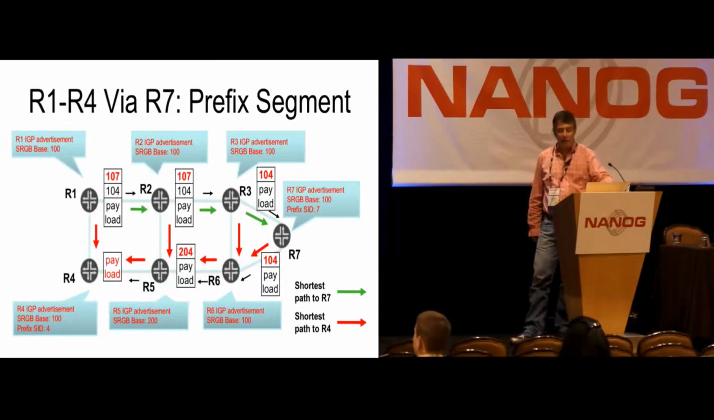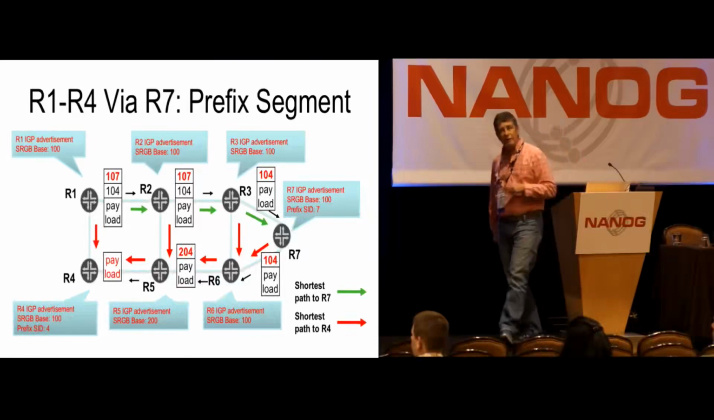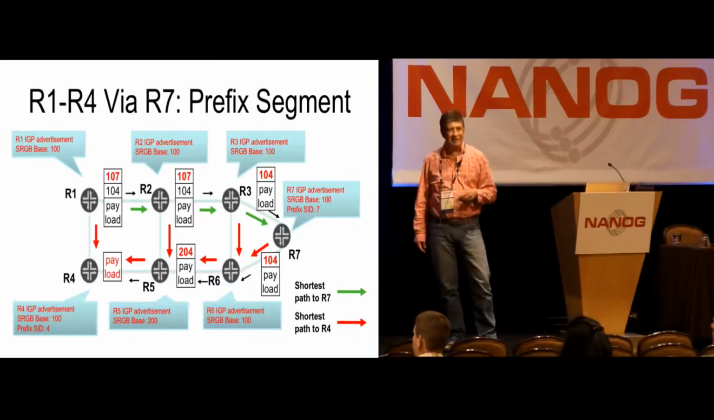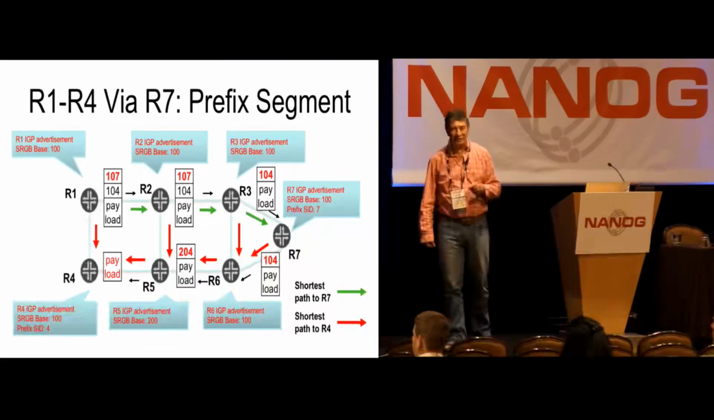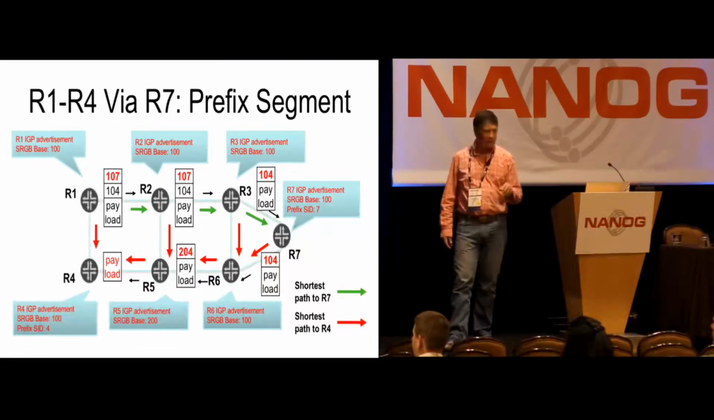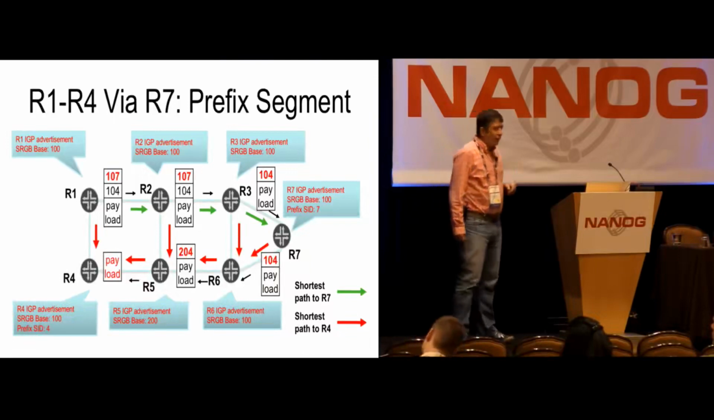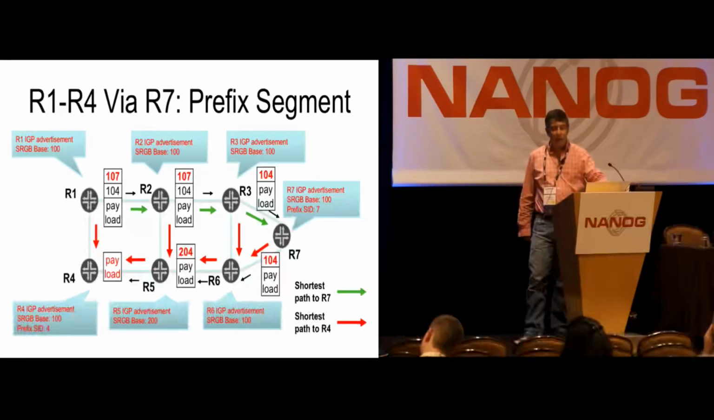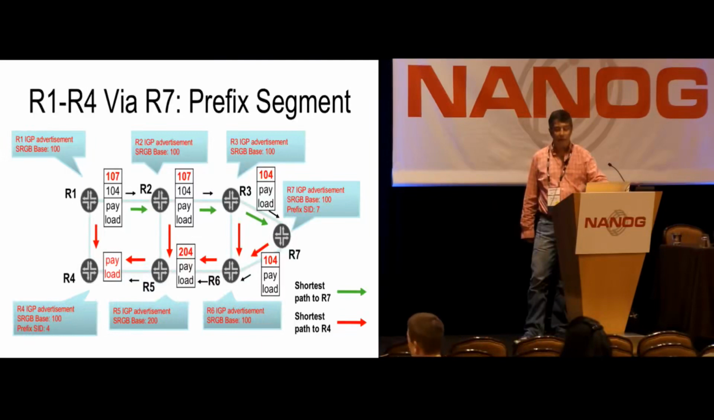There's also something a little interesting. Take a look at the SRGB bases. Everybody is announcing 100 as their SRGB base, except for who? R5. R5 advertises 200, so you're going to see a little jitteriness around R5. Okay, so let's talk about R1. It's going to push 2 labels on the label stack. The innermost one is the one that gets him from 7 to 4.